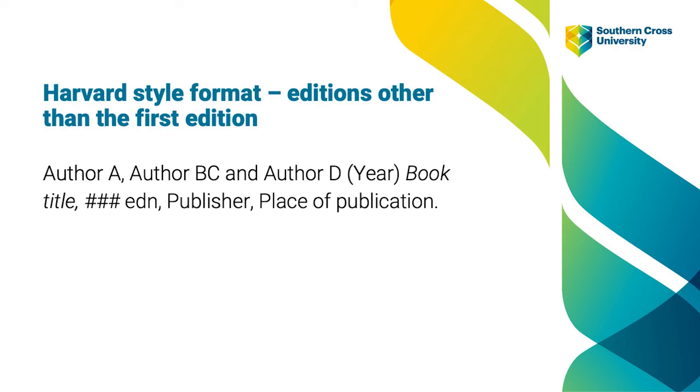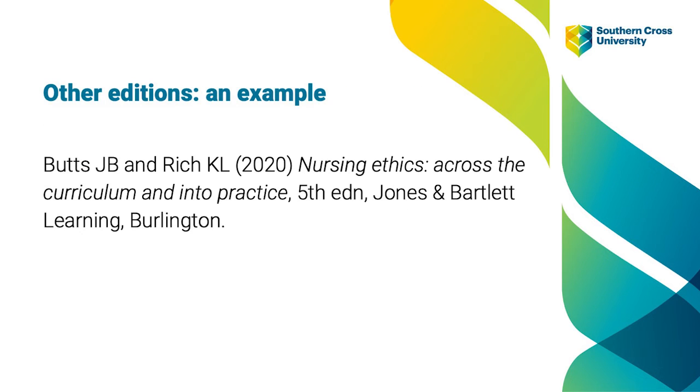Here is the basic format for referencing a book in another edition. Note that all the elements follow the same pattern as our earlier examples. Only in this example, you can see the edition information is placed after the title of the book. Notice that this information is in abbreviated form. The letters EDN stand for the word edition. The edition information is followed by a comma before the publisher of the book. So let's look at an example.